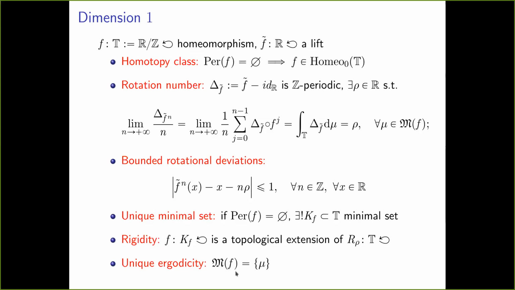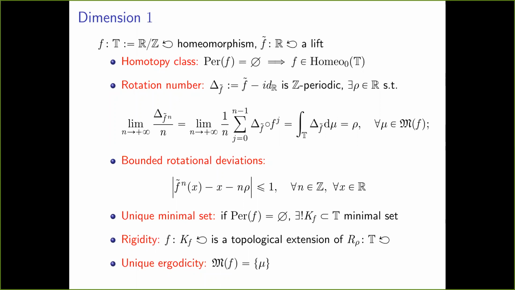So I hope this is very well known. This is classical. Most of the results are due to Poincaré. So the situation in dimension 1, the study of periodic point free homeomorphisms is pretty clear, at least from the topological point of view. I'm not discussing here the differentiable structure or anything like that.